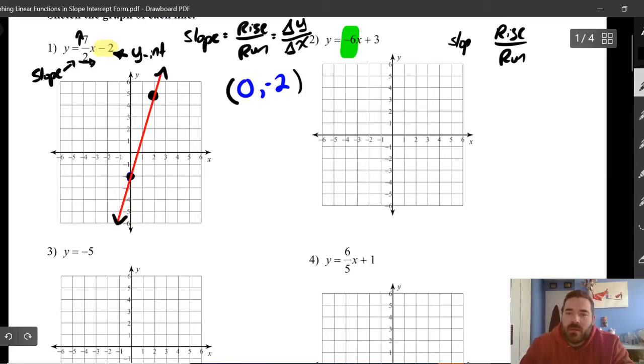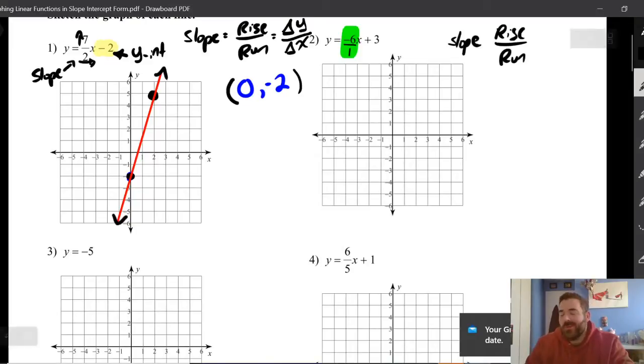But there is no run in this case, there's just a value. But I can always make it a fraction by putting it over a positive 1. So I do have a run, we just don't write it down when it's positive 1 because mathematicians don't like to do that. It's just in proper form because we're lazy.